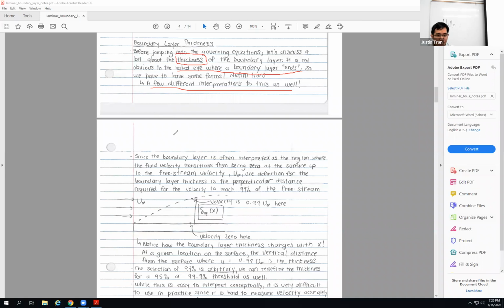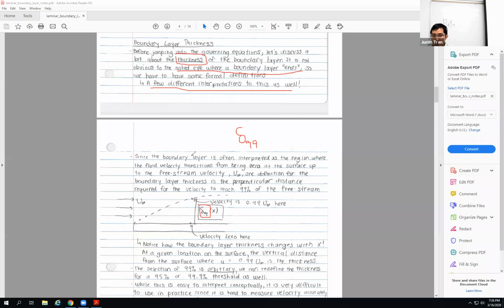Okay. So the first one that we'll go over is often called delta 99. Usually the symbol that we give the boundary layer thickness is delta. And then we usually add some kind of subscript or superscript to denote what specific definition we're talking about. So the first one that we'll go over is delta 99. Okay. So it's not some kind of Saturday morning superhero. It's something that people use.